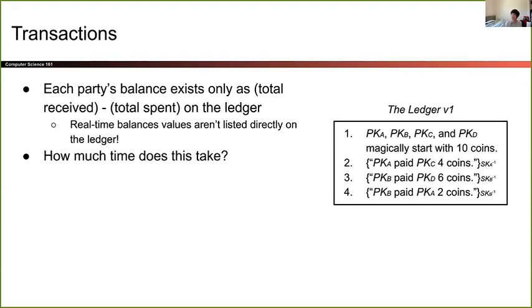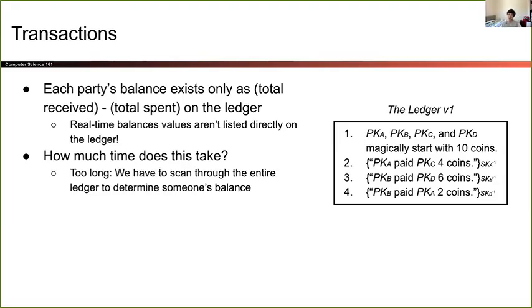All right. How much time does this take? If we're talking about efficiency, would you say this is an efficient algorithm? What do you have to do to actually figure out someone's balance using this protocol? All right, we'll just talk about that then. Yeah, linear with regards to all the transactions. This will take far too long.